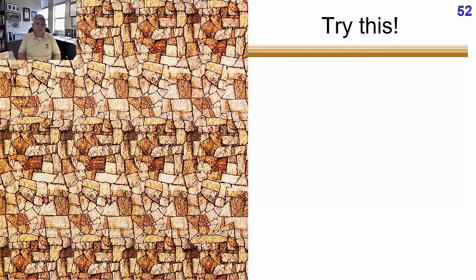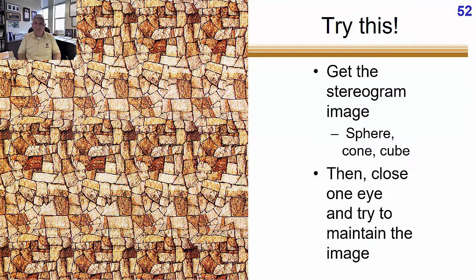You can try that here. If you get your horopter and focus slightly beyond the screen, you can find a stereogram image. There's a sphere, there's a cone, there's a cube, right? And so once you get that image, once you sort of lock into the stereogram image, I want you to cover an eye and see what happens. And what you'll note is the image goes away because this is a binocular cue. Binocular disparity requires both eyes. You lose that depth perception with only one eye.